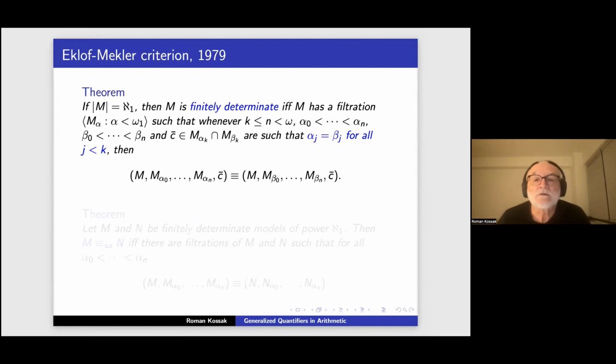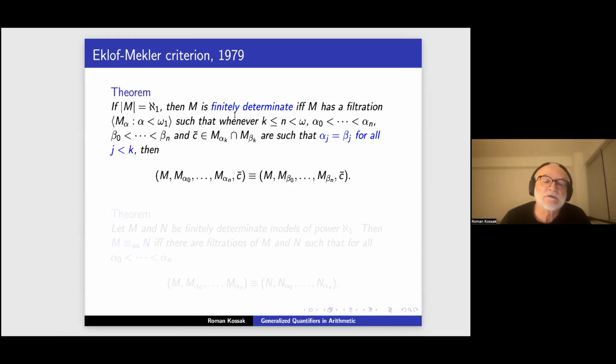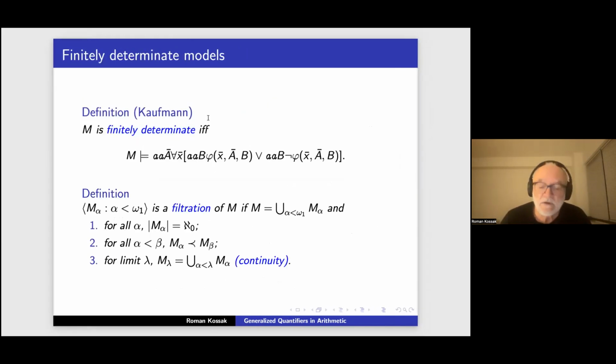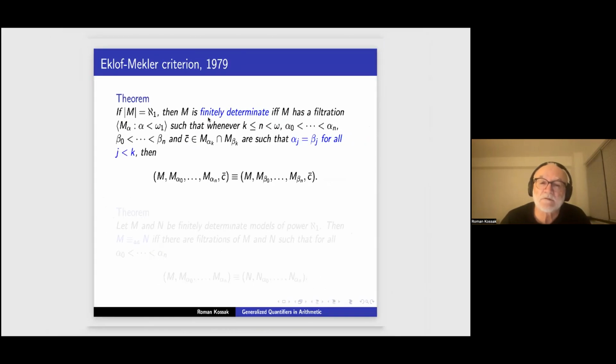Okay, so again, so much about this stationary logic comes from a paper of Eklof and Mekler from 1979. And in particular, they give this criterion for finite determinateness of structures. And there are symbols, and you don't have to look at those symbols too much. It just says that a structure of cardinality aleph one is finitely determinate if it has a, okay, sorry about that, again, please.